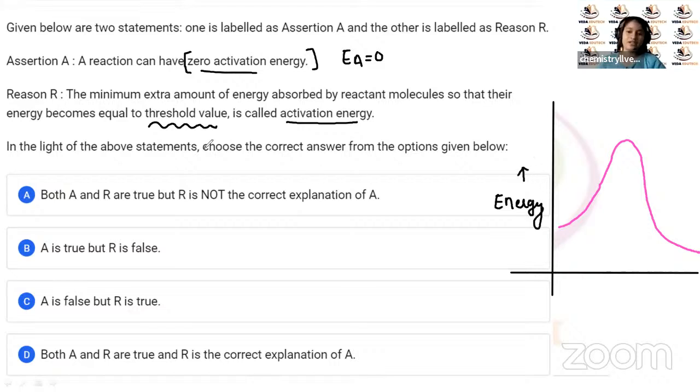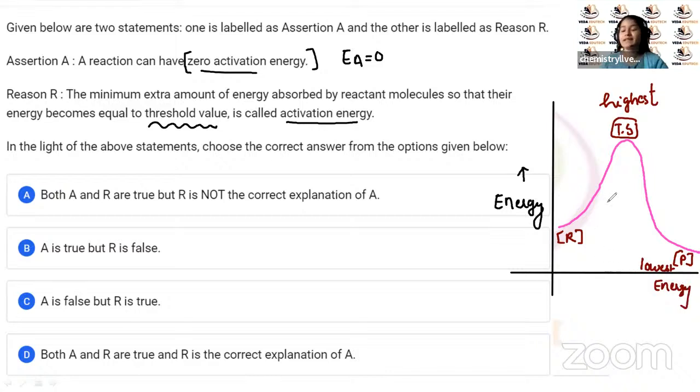Okay, this is the potential energy. Now if you see, children, this part is a reactant, this part is a transition state, and this part is a product. As we can see, the transition state has the highest energy, the product has the lowest energy.